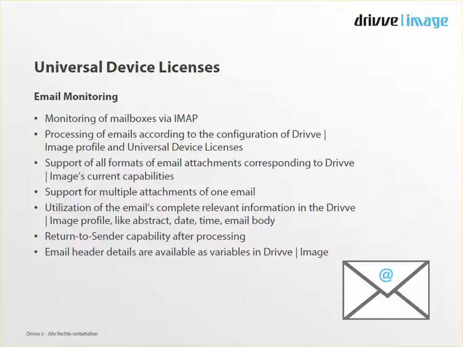So what is possible is that you can not only with universal device licenses process documents that come from a device, you can also monitor mailboxes via IMAP. Per one universal device license, you can monitor one mailbox, okay, as one device.